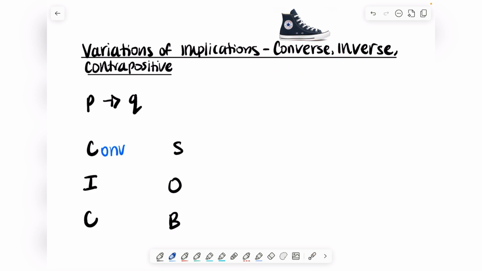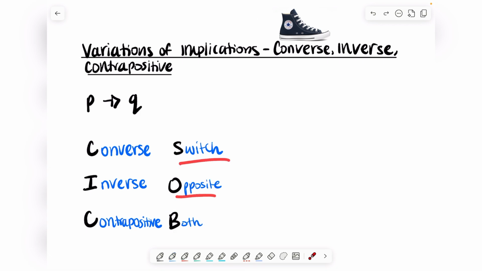So Converse comes first, and then everything else is easy because I is inverse, it's the only I, and then the only other C that you have is contrapositive. So you simply have to remember what they are: converse, inverse, contrapositive. Those are the only three. The S here stands for switch, the O stands for opposite, and the B stands for both. Do both in that same order.